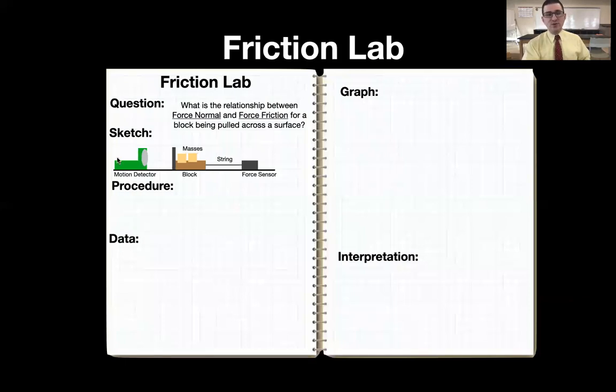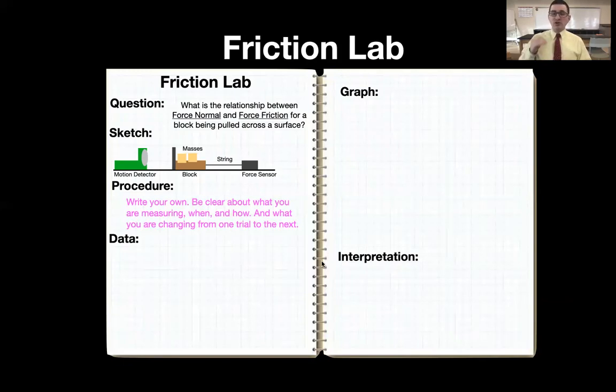You can get some of the most important parts of this drawn down in your sketch, including the motion detector, so we can tell when the block starts to move, the block with masses stacked on top, and then we're going to pull with the force sensor attached to the string. For the procedure, I'm going to ask that you write your own, making sure that you're clear about what you're measuring, when and how, and then what you're changing from one trial to the next. To give you a sense of what this experiment is going to look like, I'm going to show you a video of me doing one trial of the experiment.